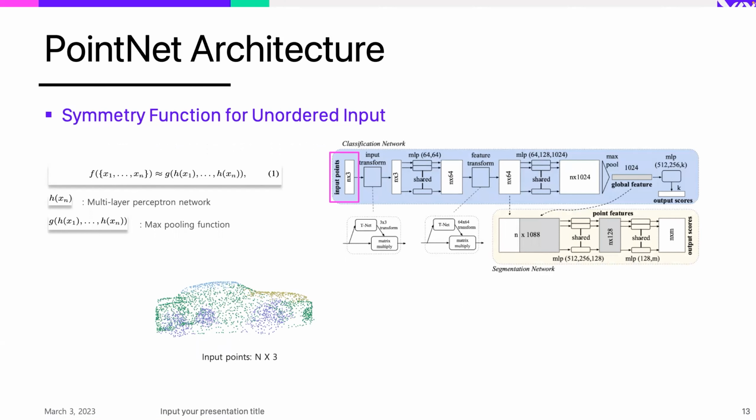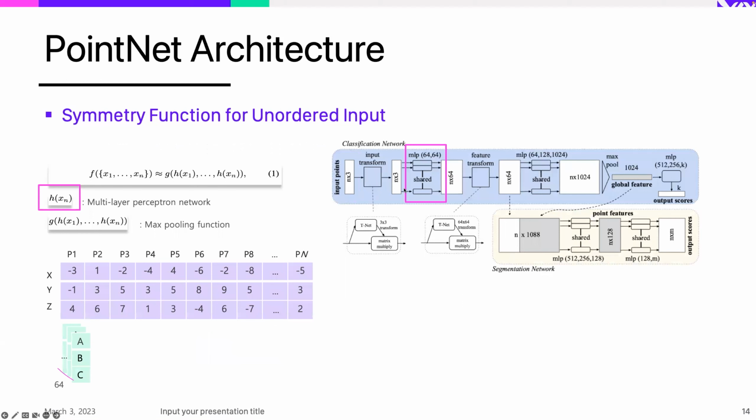The network takes an input point cloud with size of n by 3. After applying the transformation, the transformed input is fed into the MLP. Here, the function h is implemented as an MLP. It takes the transformed n by 3 input point cloud and extends the channel from 3 to 64. I'm going to explain the transformation later.